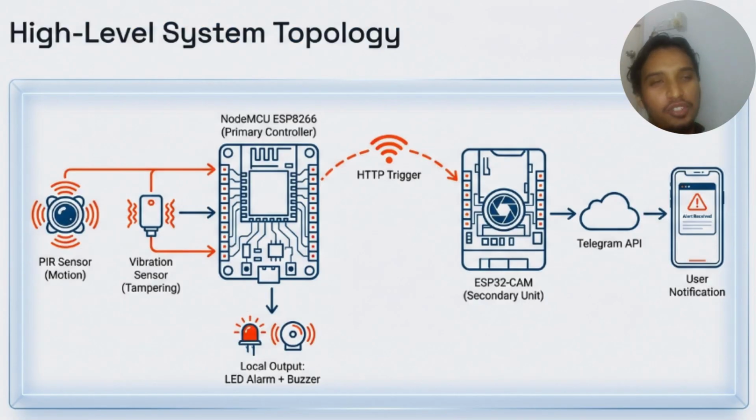Alright, this slide shows the high level architecture of our system. The Node MCU acts as the primary controller. It continuously monitors the PIR motion sensor and vibration sensor. When an intrusion is detected, the Node MCU triggers local alerts and sends a wireless HTTP request to the ESP32 CAM, which acts as a secondary processing unit. The ESP32 CAM then captures an image and sends it to the user through a Telegram bot.